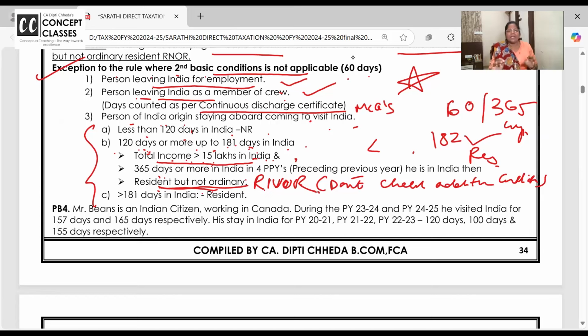Don't do it, it is pre-declared. You are a person who is staying abroad, coming to India, less than 182 days, you are not satisfying the basic condition. Still, they are taking a chance. Oh, your total income is above 15 lakhs. Are you there in India from 120? No. So they stretched it a little more. So you will be resident, but not ordinary resident. Stop. Don't go to additional conditions.